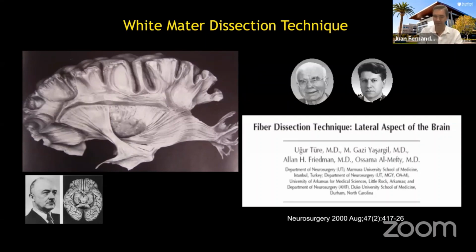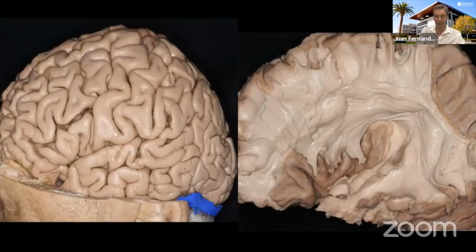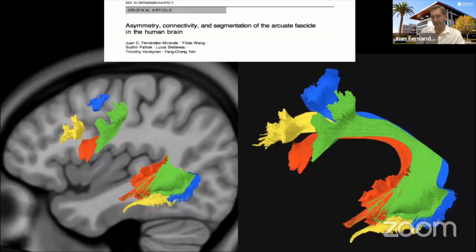But with this technique, we were able to understand some of those connections and the intrinsic anatomy of the brain. That stimulated many of us to start doing fiber dissection studies. At the same time, we started doing fiber tractography studies. DTI started about that time. So it was a perfect coincidence of the reinitiation of white matter dissection studies and the beginning of fiber tractography as an imaging technique.